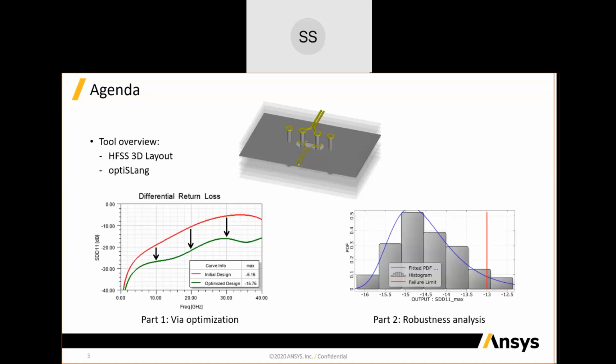And in the second part, I want to take a closer look at the robustness analysis, which will actually tell us what yield we can expect given certain manufacturing tolerances, if we now go and take this optimized via and put it into production.